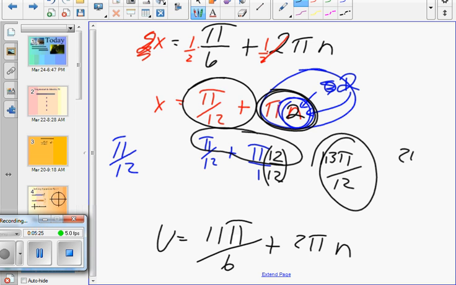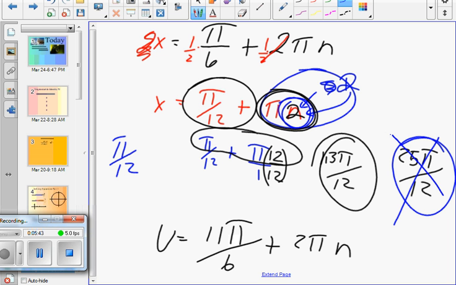But if you included it, I'd have to mark you wrong because you included answers that were bigger than 2 pi. Do you get how that's just one piece bigger than it should be? Because 2 pi would have been 24 pi over 12. This is 25 pi over 12. Too big. Throw it out. So this answer works and that answer works.